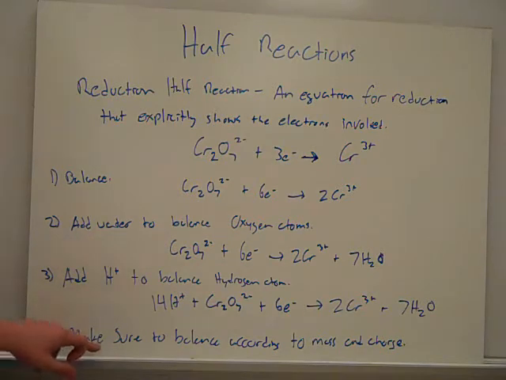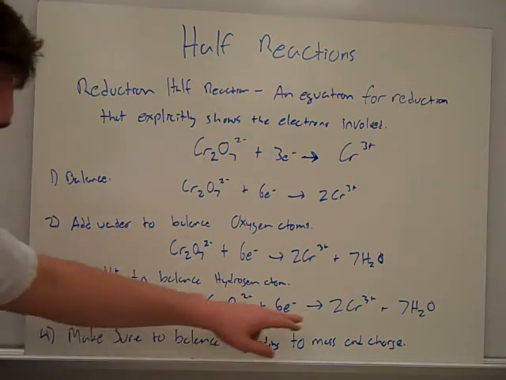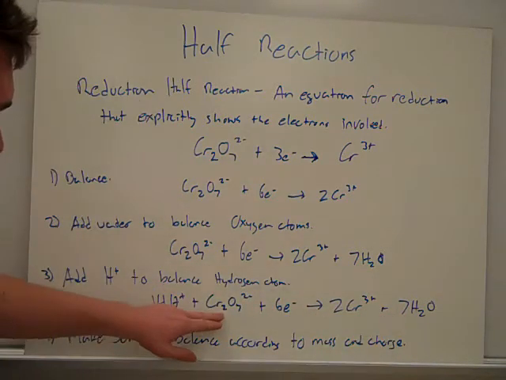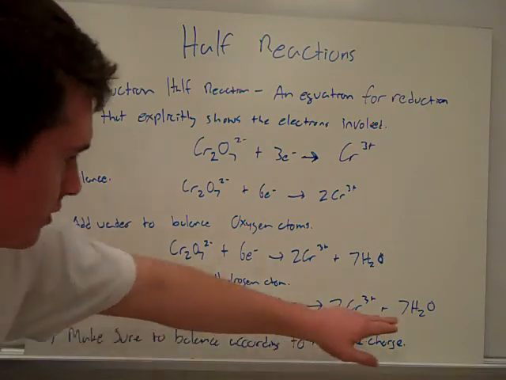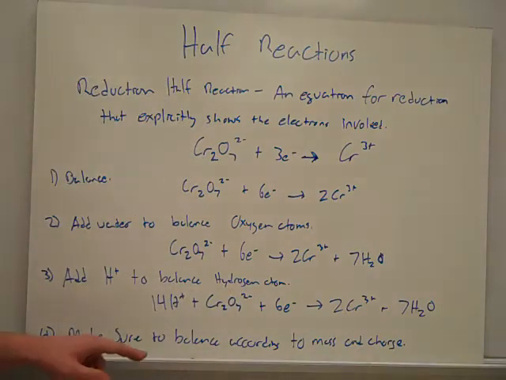Then step 4, make one last check to make sure that it's balanced according to mass and charge. So you have 14 hydrogens, 2 chromiums, 7 oxygens. Let's look at the charge.